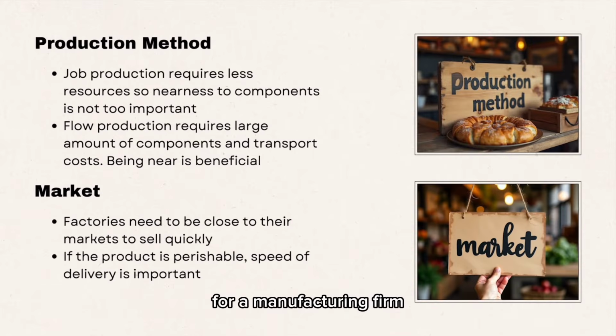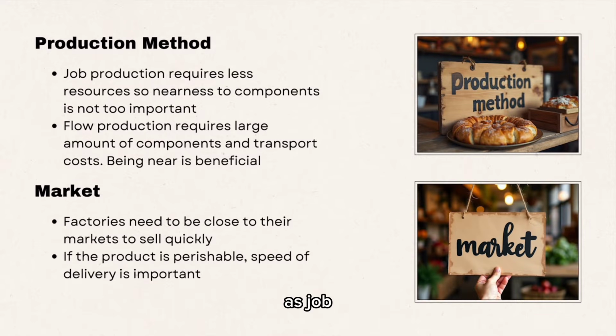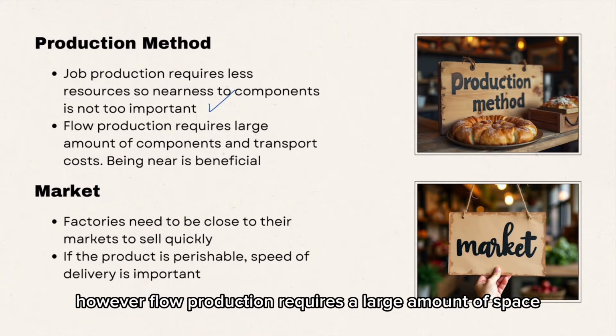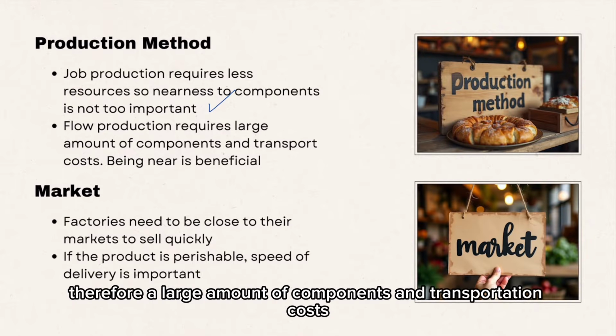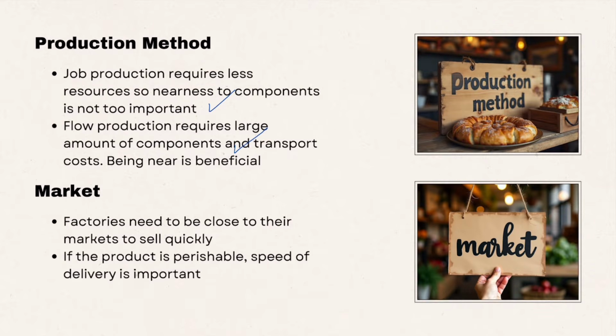For a manufacturing firm, the factors that they need to consider is the method of production, as job production requires less resources and less space and less components. However, flow production requires a large amount of space, therefore a large amount of components and transportation costs. So being near to the raw materials is very important.